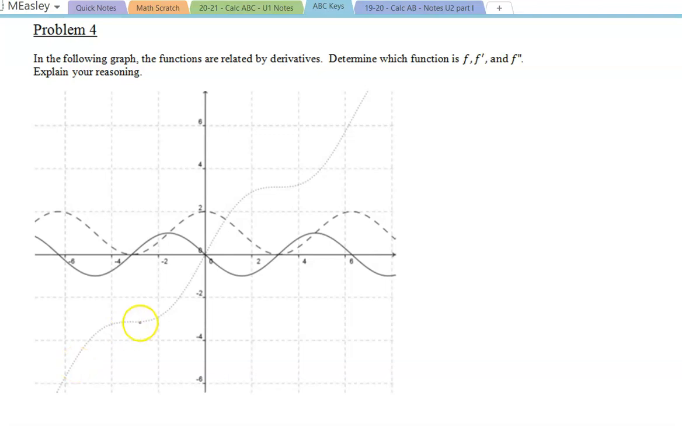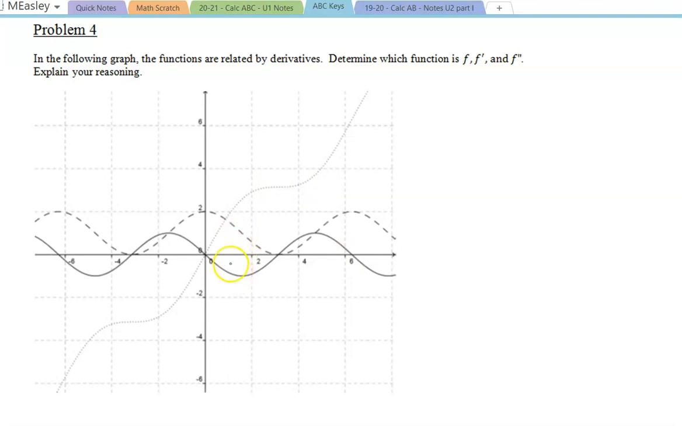It looks like it flattens out a couple of times, but it never decreases. So if this one were f and its derivative were present, its derivative could never be negative because the slope of this curve is non-negative everywhere. And I do see one that is non-negative everywhere, this dashed one. So just based on that information, it's possible that the dashed one is the derivative of the dotted one.